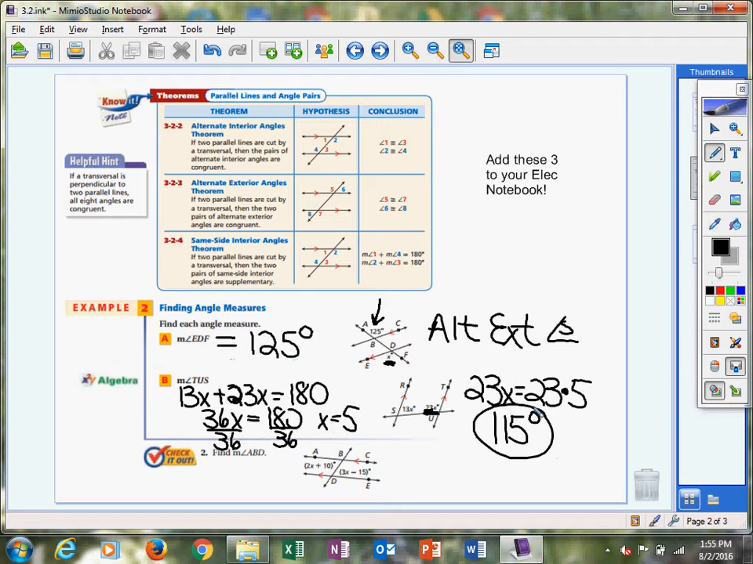Now, sometimes they'll say find x, which is great, but pay attention. What are they asking you to find, and make sure you are answering the question. All right, using your above three theorems, see if you can do the check it out and figure out the measure of angle ABD. See if you can figure that out. If you have any questions, bring those to class.